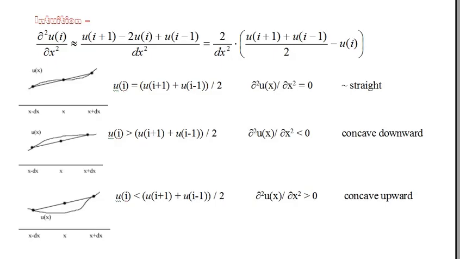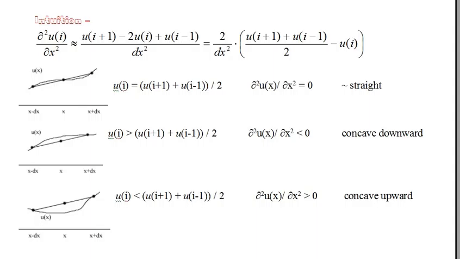The diagrams show three possible cases. If u of i equals the average of u of i plus 1 and u of i minus 1, the estimate is 0, and it corresponds to u being linear or nearly linear near x.